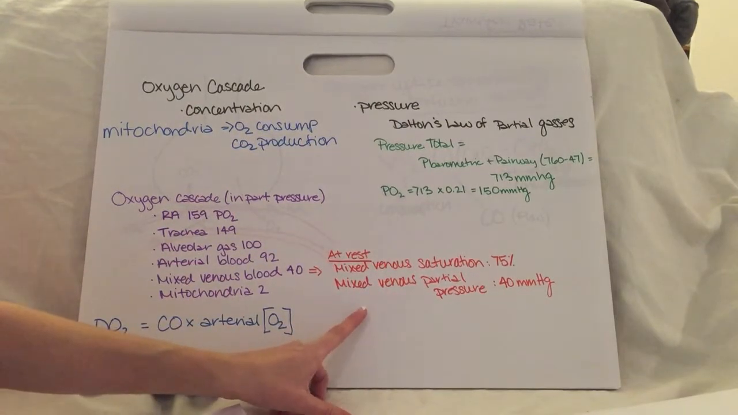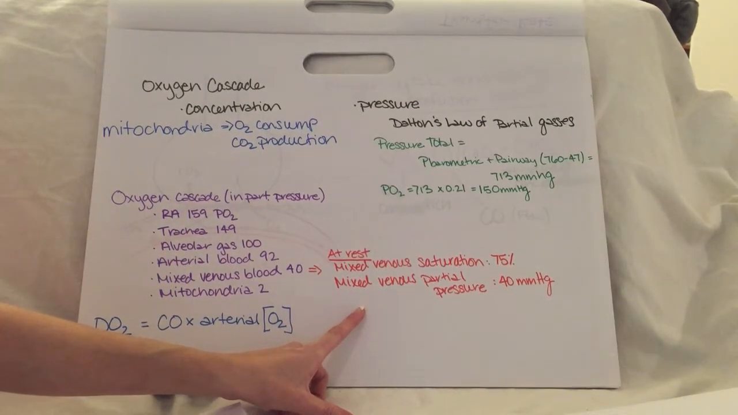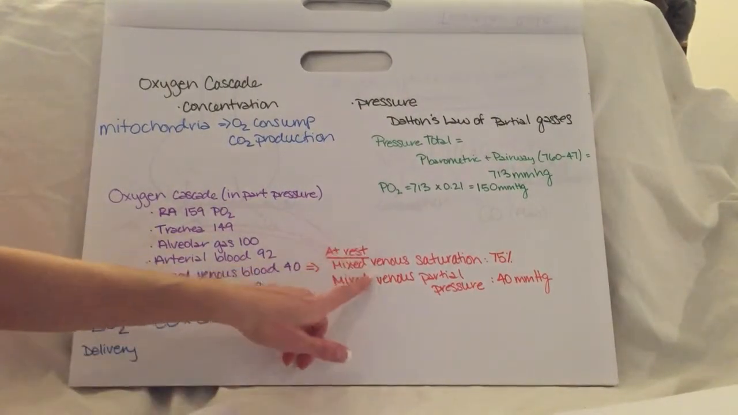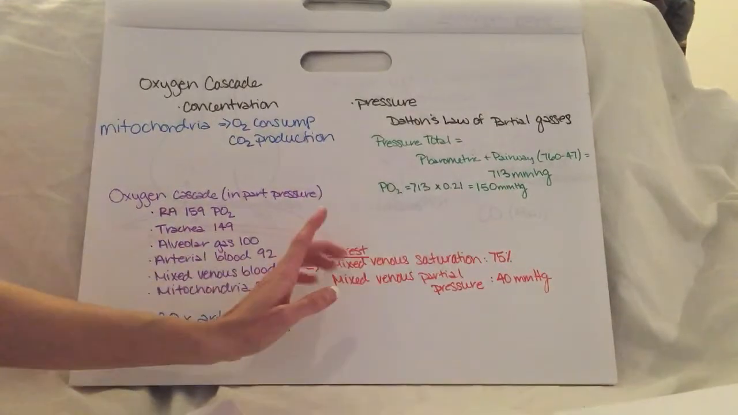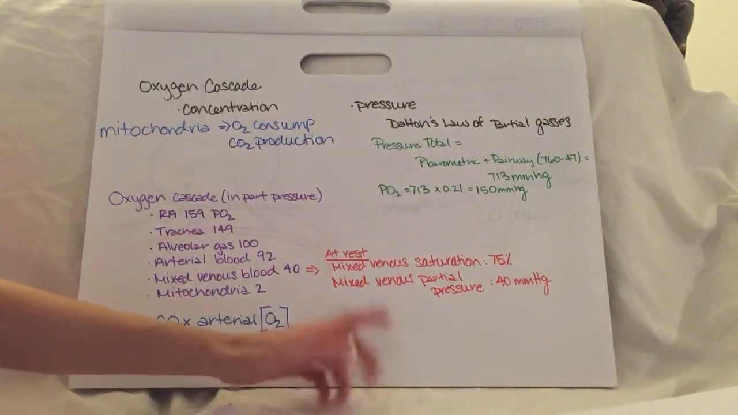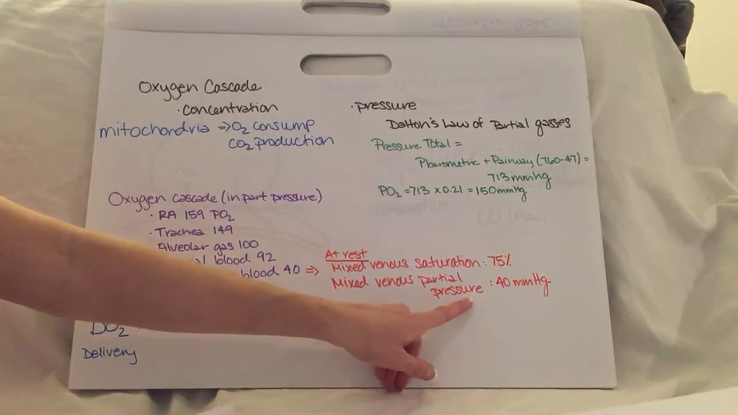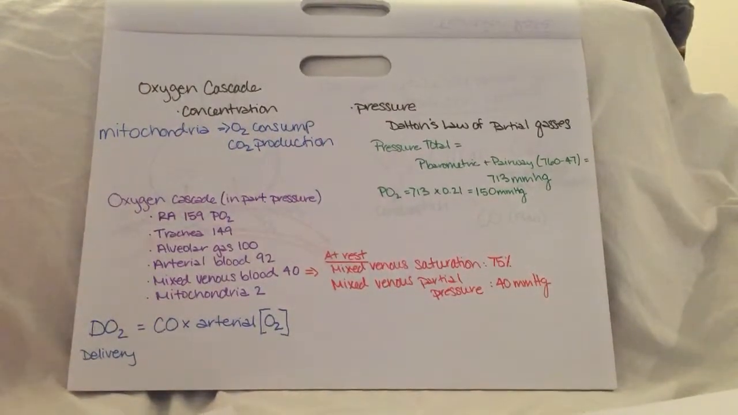So these are two very important numbers to remember when discussing someone's respiratory status: a normal mixed venous saturation at rest on room air at approximately sea level is 75%, and the partial pressure is 40 millimeters of mercury.